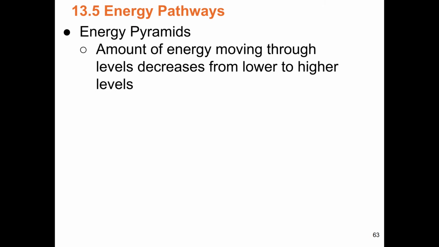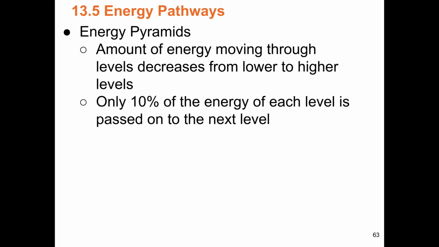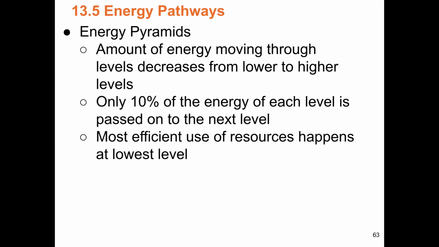Energy pyramid. So often these food webs and food chains get displayed as an energy pyramid because the amount of energy moving through the levels decreases. Only 10% of the energy from each level gets passed on to the next. The other 90% is lost as heat. So the most efficient use of resources happens at the lowest level. Applies to humans as well.